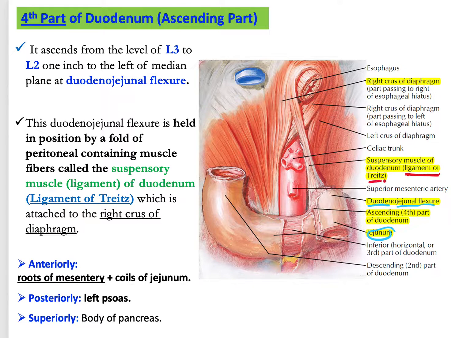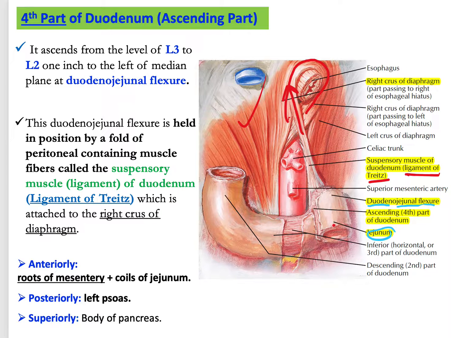Ligament of Treitz. So this ligament attaches to the right crus, which is around the esophagus. This is the right crus. So it attaches to the right crus of the diaphragm. This is the diaphragm, right?